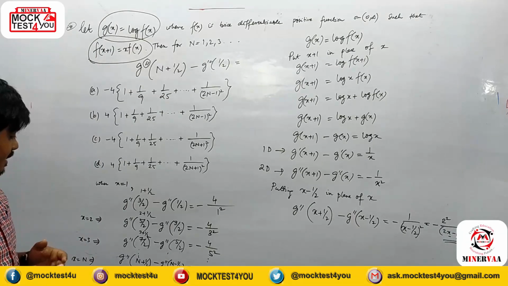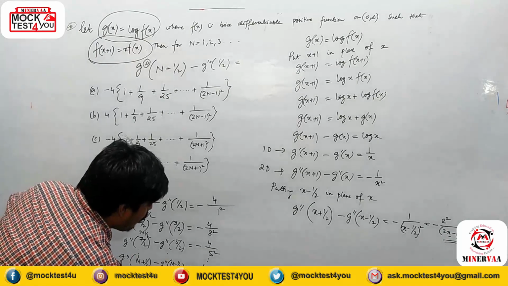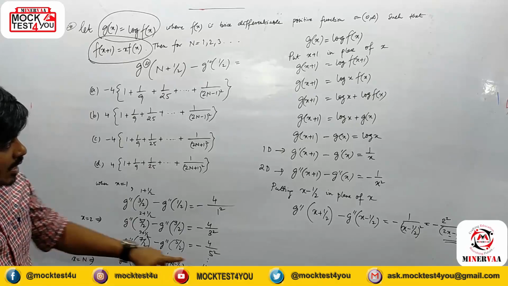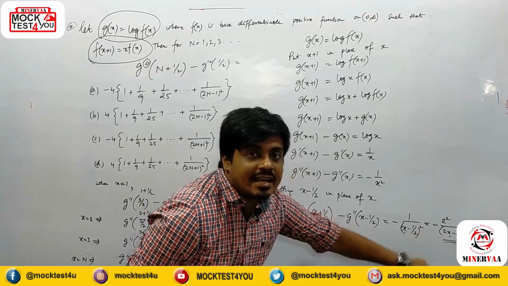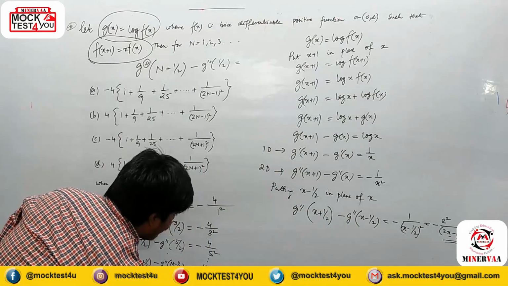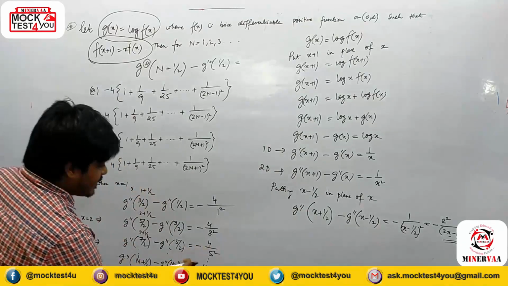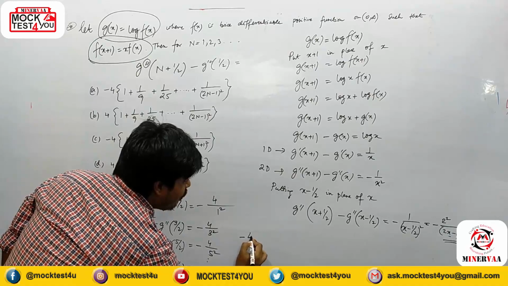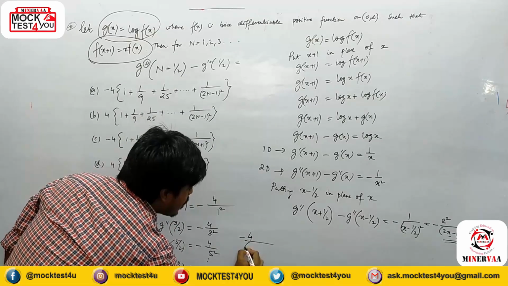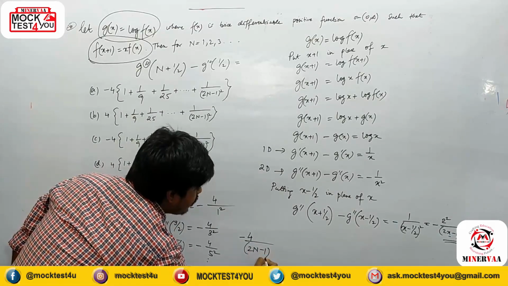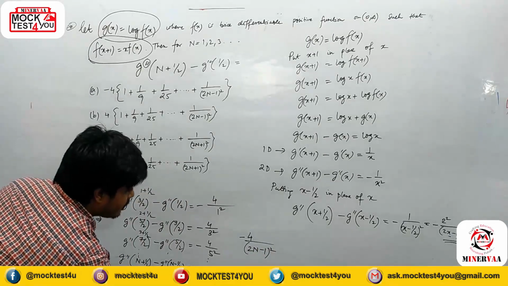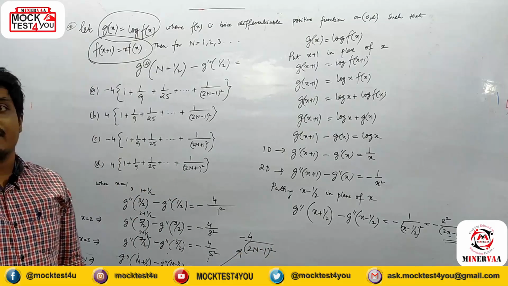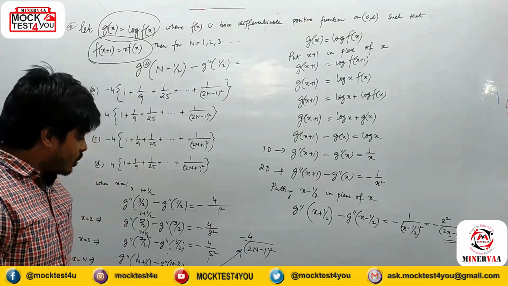Come on guys, tell me fast. It will be 4 divided by, look at here, in place of x, if I put n, so what do I get? Minus 4 divided by 2n minus 1 whole square. Am I clear? Okay, so that's what we have.